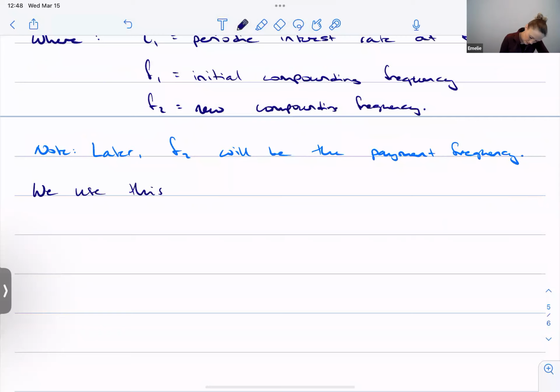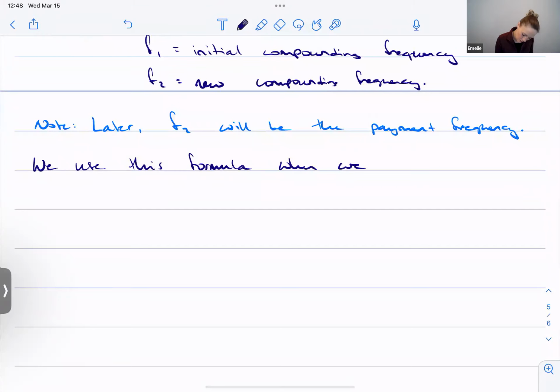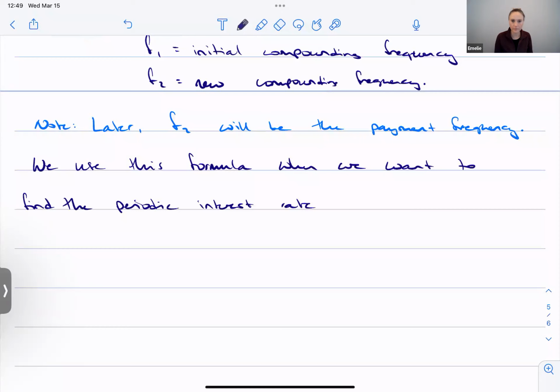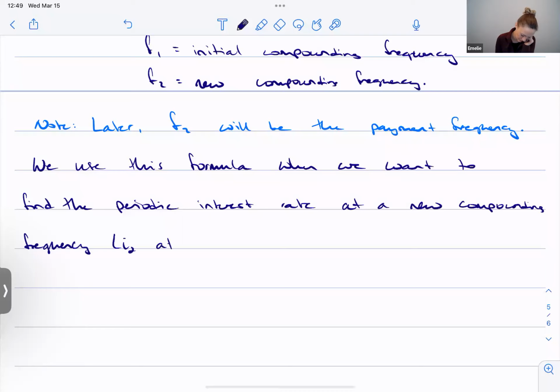We use this formula when we want to find the periodic interest rate at a new compounding frequency, I2 at F2.